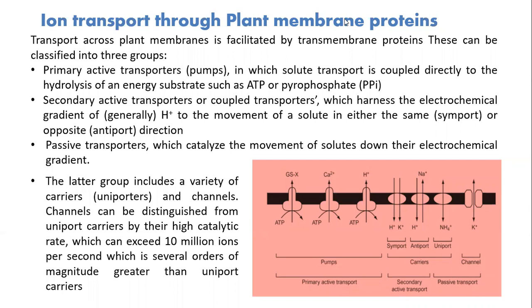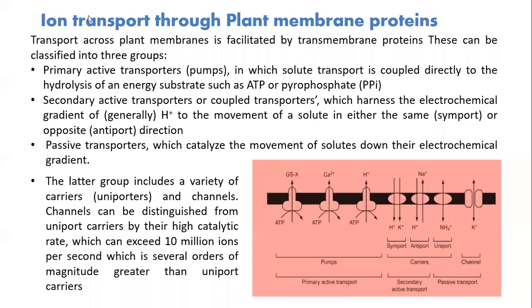So, ion transport through plant cell membrane proteins. Transport across the plant membrane is facilitated by transmembrane proteins. These can be classified into three groups. The first is primary active transport, which is through pumps. This is directly coupled with the use of energy in the form of ATP.